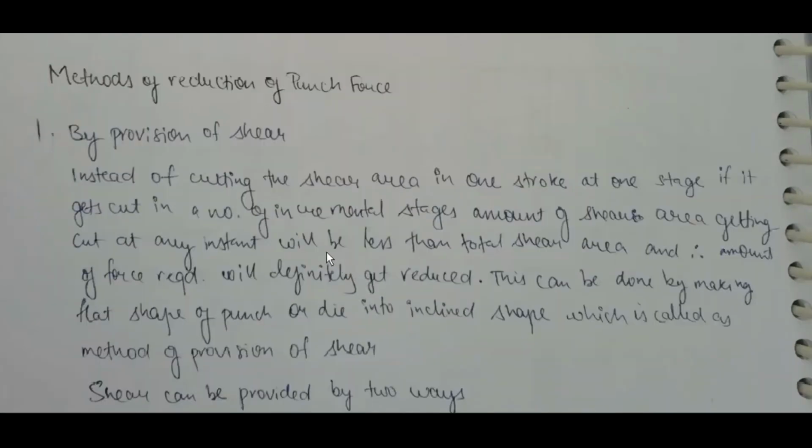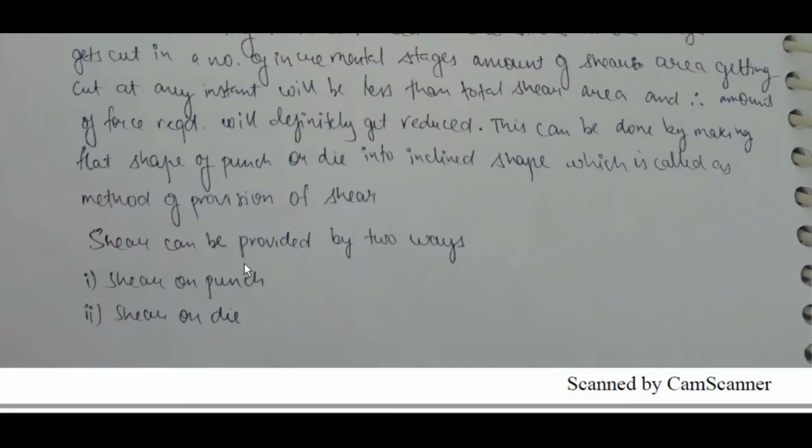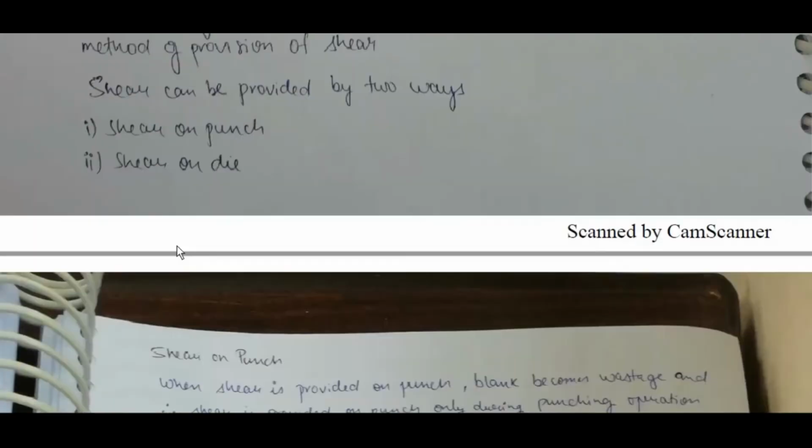Methods of reduction of punch force by provision of shear. Instead of cutting the shear area in one stroke at one stage, if it gets cut in a number of incremental stages, the amount of shear area getting cut at any instant will be less than the total shear area, and therefore the amount of force required will definitely get reduced. This can be done by making the flat shape of the punch or die into an inclined shape, which is called the method of provision of shear. Shear can be provided in two ways: shear on punch and shear on die.